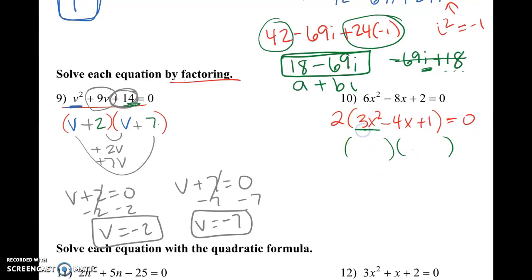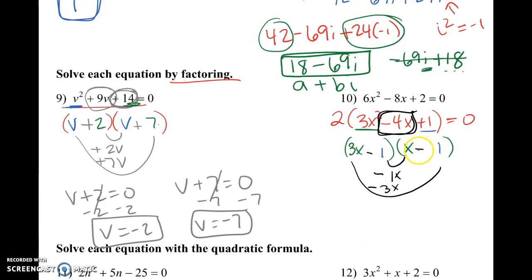Since it's a trinomial, what multiplies to 3x squared is 3x and x. What multiplies to 1 is 1 and 1. Now, how do I get that middle term? I have a 1x and I have a 3x, and the only way I'm going to get a -4 is if both of these are negative. So I have a negative and a negative, and again, check your signs, do a -1 and a -1 still multiply to this end? It does.